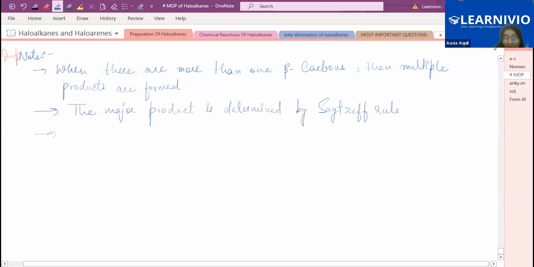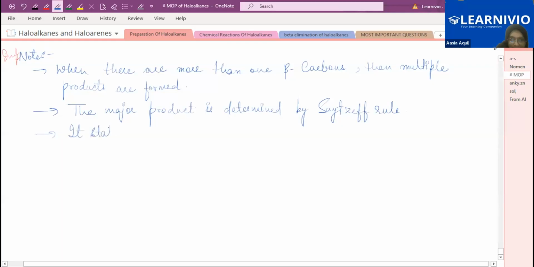And what does Saytzeff rule say? So Saytzeff rule ये कहता है कि hydrogen is removed from that beta carbon which bears less number of hydrogen. जहाँ पे less number of hydrogen होगा, that beta carbon, वहां से आपका hydrogen remove होगा. That's the Saytzeff rule, right? So just write down. It's very important rule.